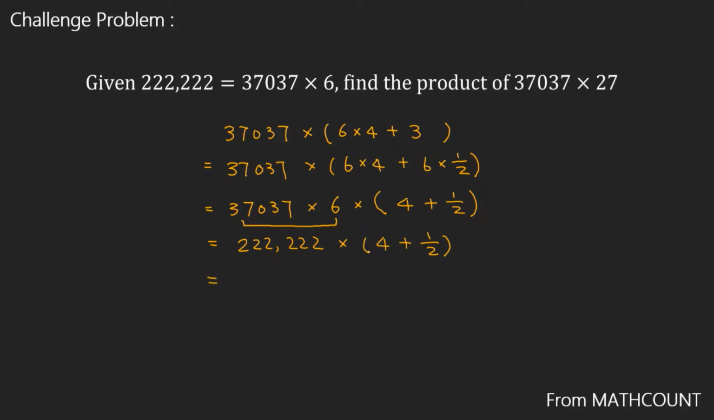Now you probably see that we can use the distributive property to compute the rest of this problem. So this term times 4 gives us 888,888, plus distributing this with 1/2, half of it is 111,111. And if you add these two together, the final answer is 999,999.